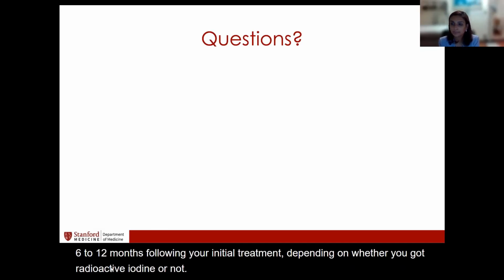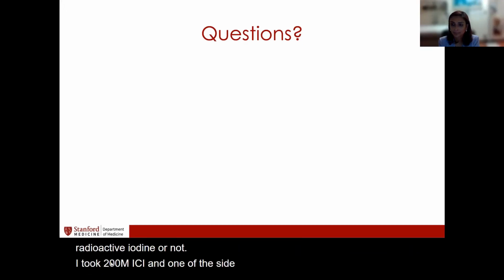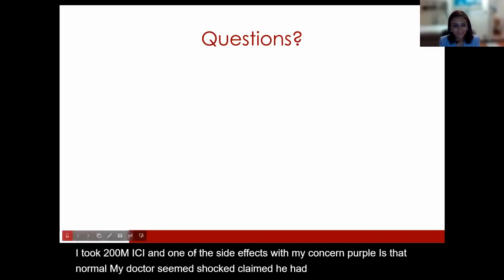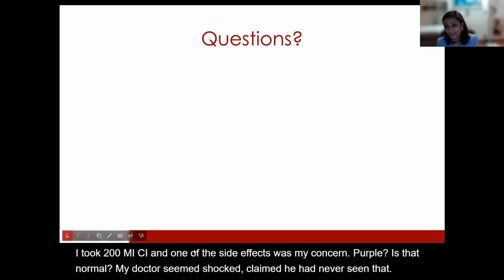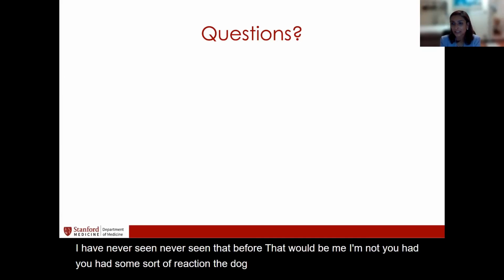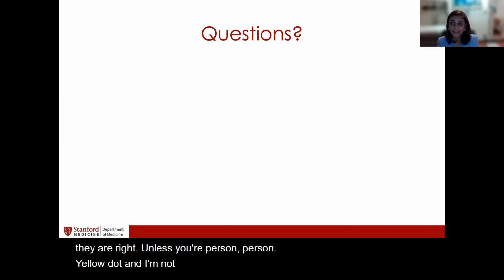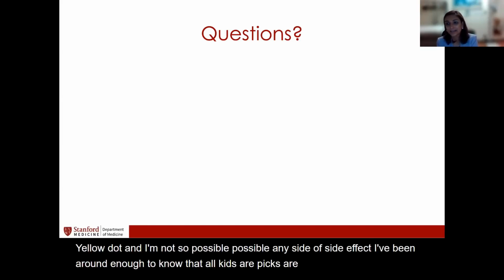Okay. I took 200 mCi, and one of the side effects was my tongue turned purple. Is that normal? My doctor seemed shocked, claimed he had never seen that before. I have also never seen that before, so that would be a first for me. I'm not sure if you had some sort of reaction to the dye from the 200 millicuries, because they are dyed unless you're getting Tirosint, which still has a dye, it's yellow dye. I'm not saying it's not possible. I've been around long enough to know that all side effects are possible from medications. So I'm not saying it's not possible, but I've never seen that.